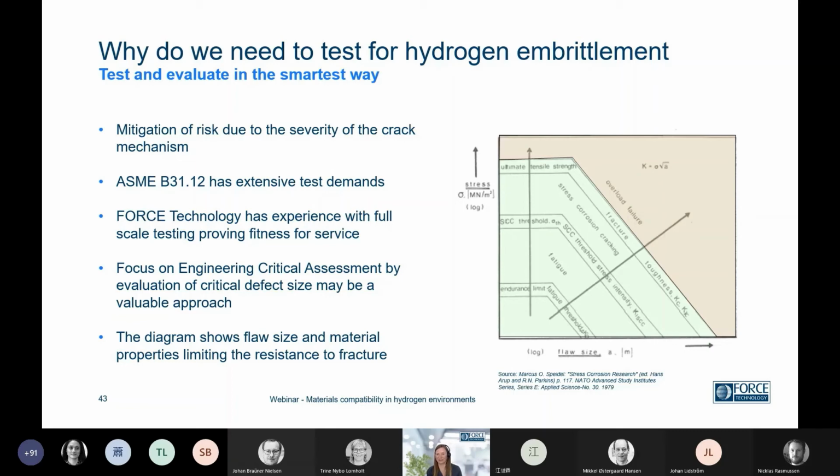Here to the right, I have a diagram. It shows the flaw size against the stress. First you will reach the limit of fatigue, then you have a static stress corrosion fracture threshold, and at the end you'll have overload fracture out to the right. So working with these parameters, fitting your material and your stress level when designing, and taking the same approach when testing, is a topic to consider. Focusing on engineering critical assessment and evaluating the critical defect size could prove to be a good approach.